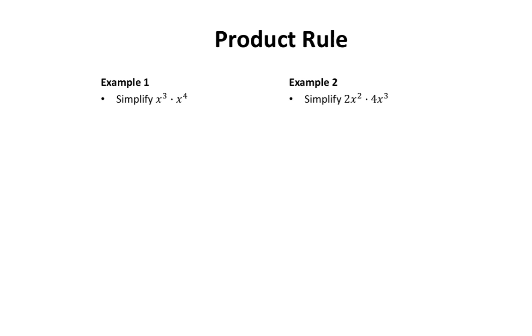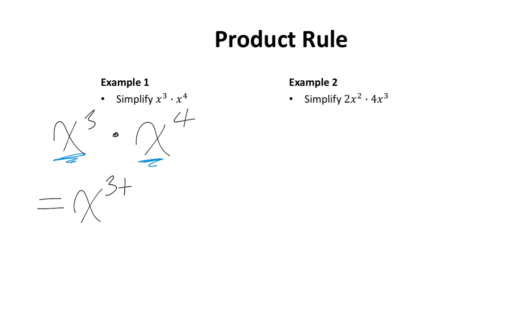In our first example, we want to simplify x to the power of 3 multiplied by x to the power of 4. Let's rewrite this. You'll notice that instead of using a multiplication sign, I'm using a dot. This is to avoid confusion between the variables and the operation. Now, when you're multiplying exponents with the same base, you add the exponents. So you actually have x to the power of 3 plus 4, which is the same thing as x to the power of 7.